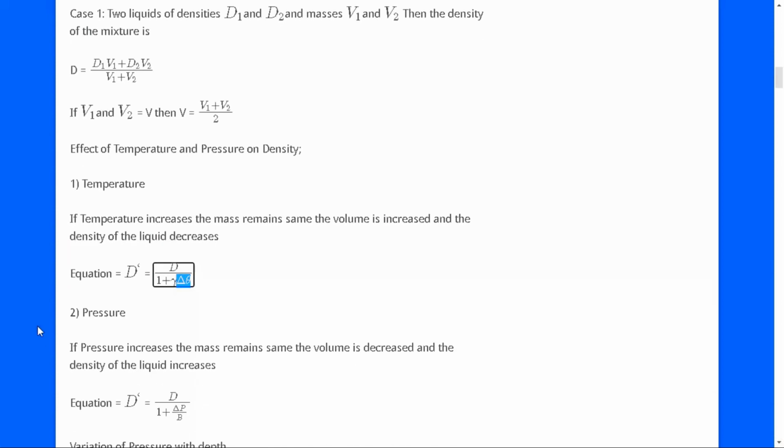Now what happens if there is a pressure effect? As we know, volume and pressure are inversely proportional. So density and pressure are directly proportional. Now we have a relation between volume and the bulk modulus: the change in volume is equal to change in pressure upon volume, bulk modulus. So here D dash is equal to initial density upon 1 minus delta P upon B. Here delta P is change in pressure, B is bulk modulus.